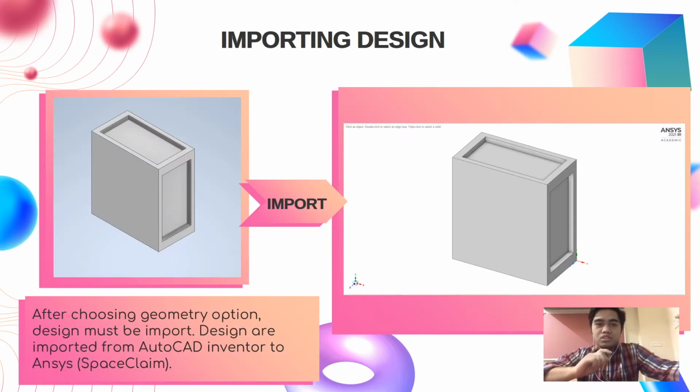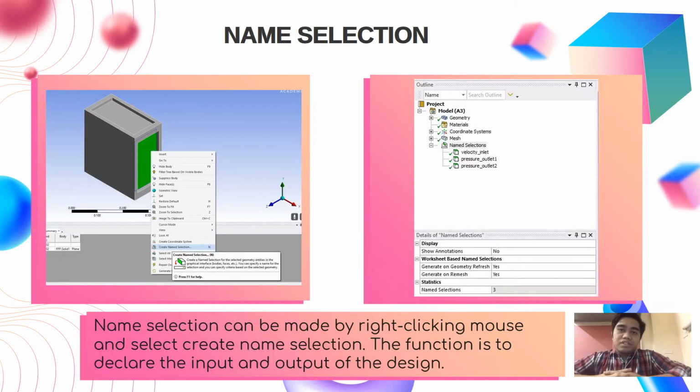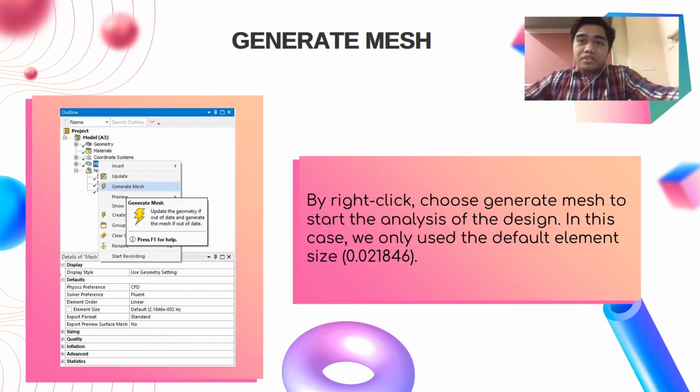After choosing the geometry option, the design must be imported. The design is imported from Autodesk Inventor to ANSYS. Name selection can be made by right-clicking the mouse and selecting Create Name Selection. The function is to declare the input and output of the design. To generate mesh, right-click the mouse and choose Generate Mesh to start the analysis of the design.